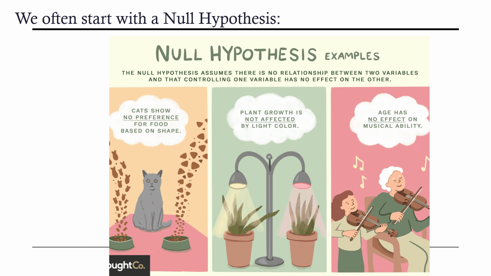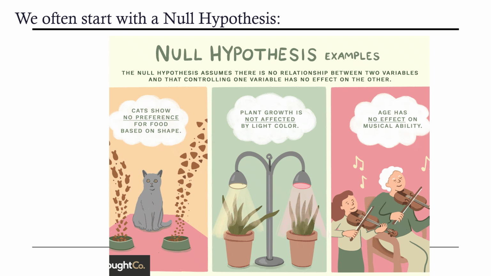So in our examples here, we're saying the cat shows no preference for food based on shape. Doesn't matter what we throw at it, it's not going to have any preference. Or in the second scenario, notice that they have a yellow light and a red light. Those are some variables. And we're saying the plant growth is not affected by light color. Or the last one, we have a young woman and an old woman who are trying to play the violin. And we're saying age has no effect on musical ability. That is our null hypothesis.